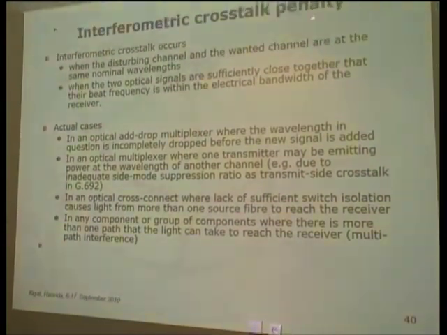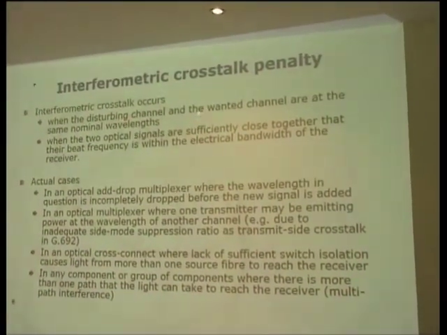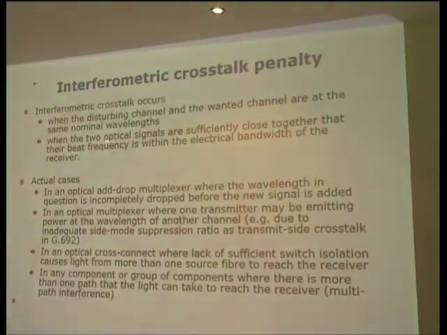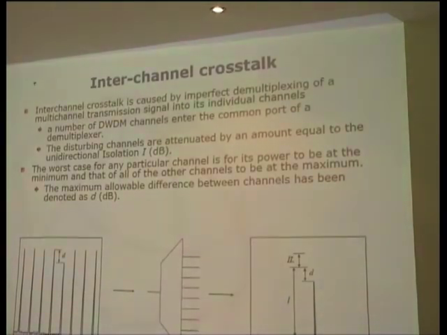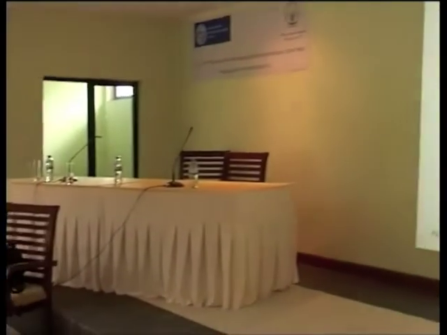And what is interferometric crosstalk? It is when the disturbing signal channel and the wanted channel have the same nominal wavelengths, or when the two optical signals are sufficiently close together that their beat frequencies fall within the electrical bandwidth of the receiver. This is a case where, as you can see, this is maybe 100G or so. This could be a DWDM system, 100G. And you will detect at the receiver only this signal, and you don't care about these other signals, just the optical power. But if this distance is so close that you receive both signals, the signal you want and the signal you don't want, simultaneously inside the receiver bandwidth, that's called interferometric crosstalk.